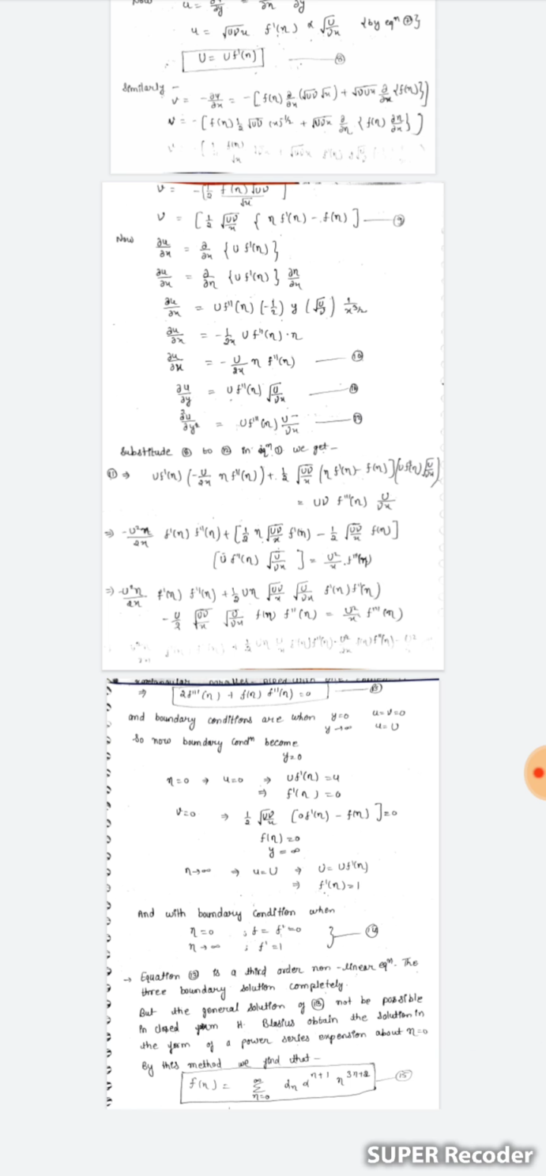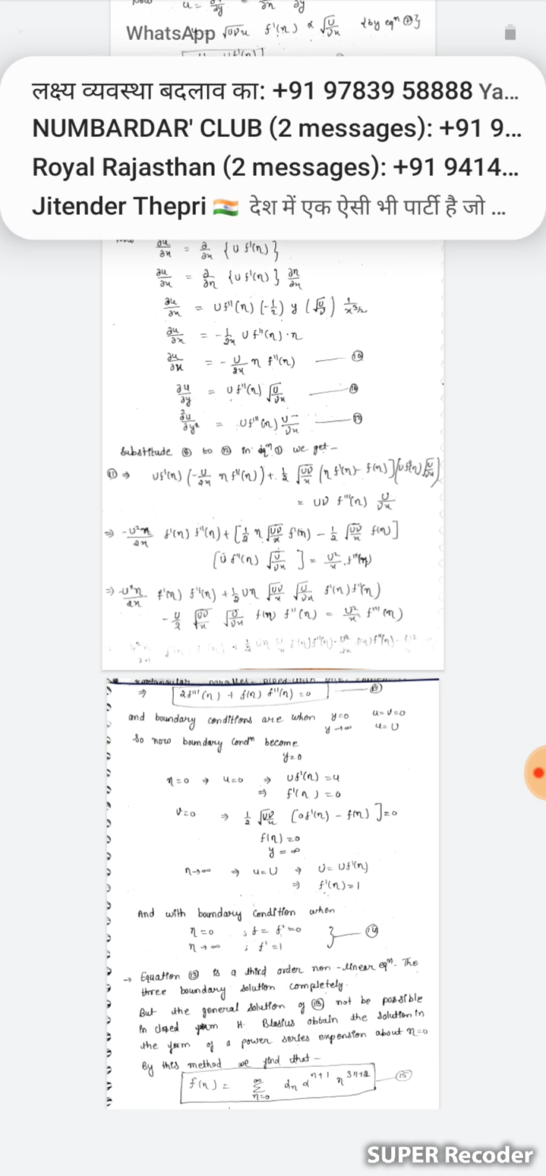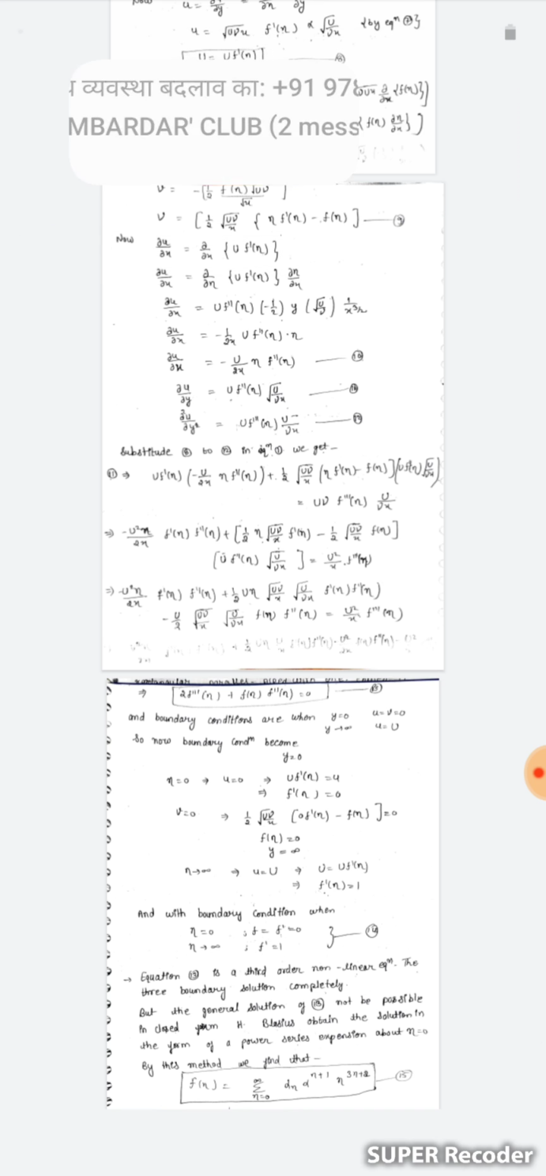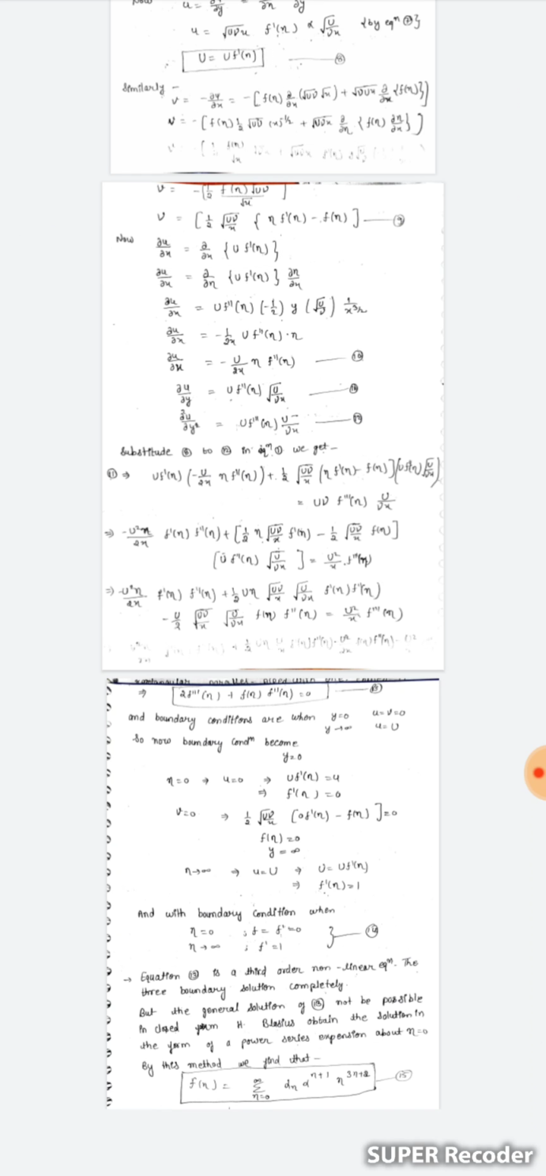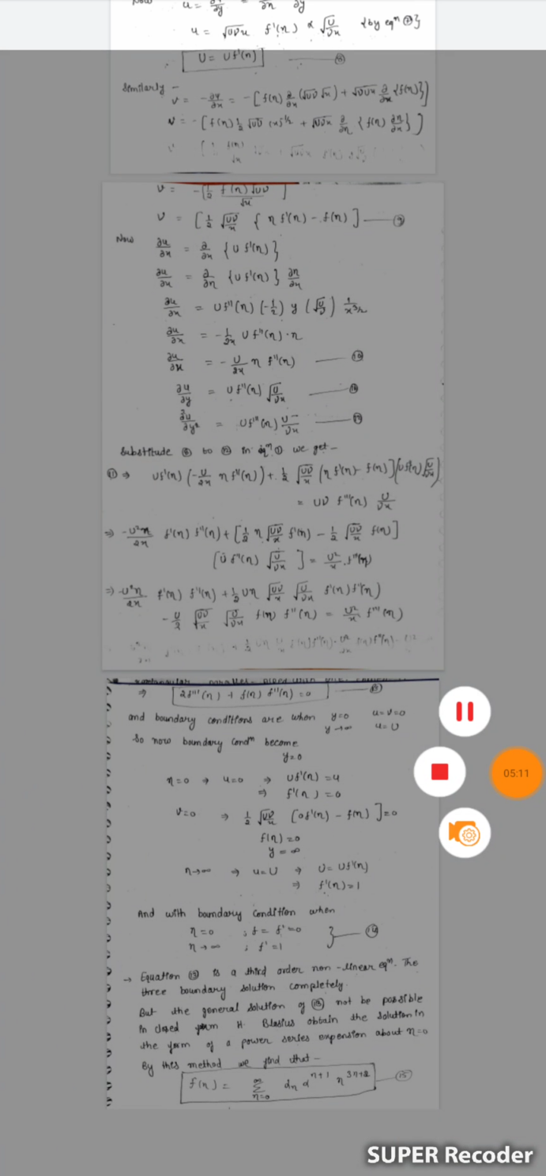So equation 13 is a third order non-linear differential equation. Though the boundary conditions are completely specified, a general closed form solution is not possible. So Blasius obtained the solution in the form of a power series expansion about eta is equal to 0. By this method we find that f eta is equal to summation n is equal to 0 to infinity of a n into eta to the power 3n plus 2, where a0 is equal to 1 by 2, a1 is equal to minus 1 by 3, and so on. Verify that it satisfies the boundary condition at infinity. So in all these equations we can get the result.